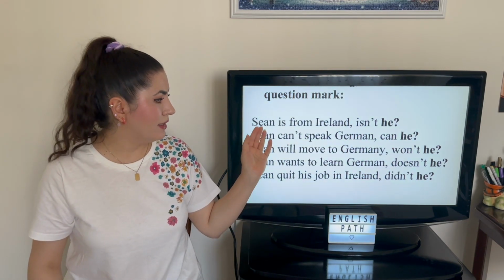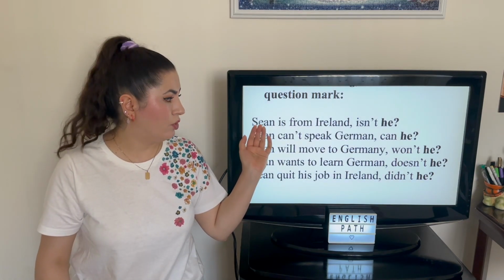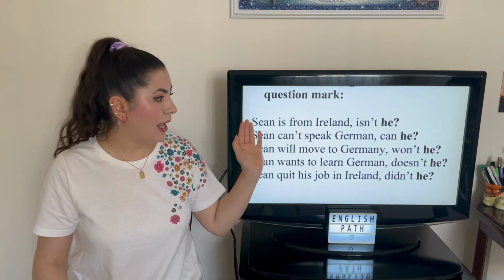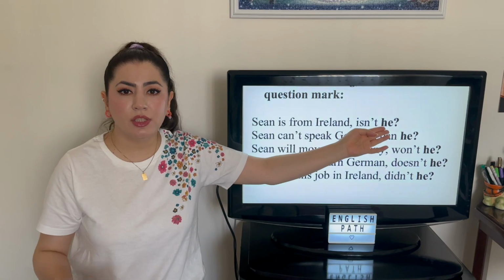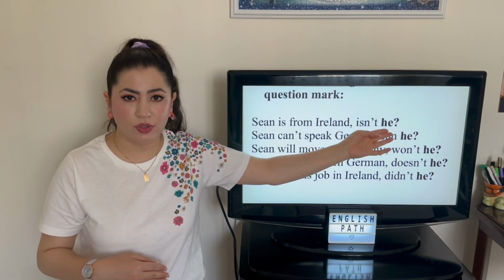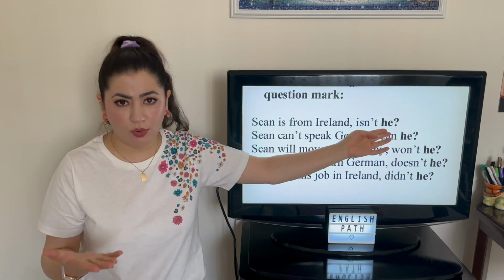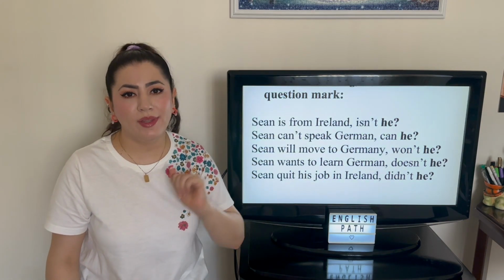Then you will find the subject in your statement, which is shown in this example, and then you will use the subject pronoun form of it at the end of your tag. And finally, it's a question, right? You'll finish off with a question mark.